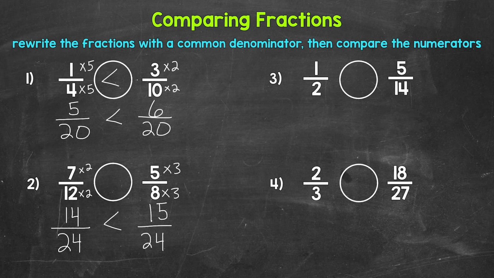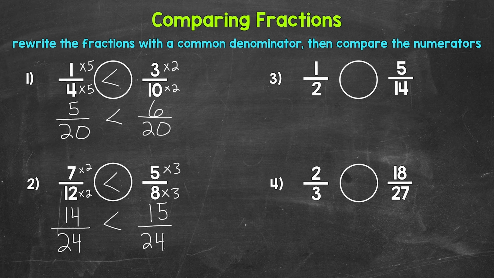So going back up to our original fractions, that means 5/8 is greater. So reading this from left to right, 7/12 is less than 5/8. Moving on to number 3, we have 1/2 and 5/14.